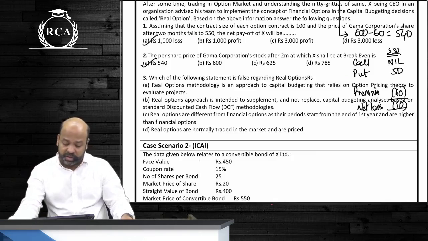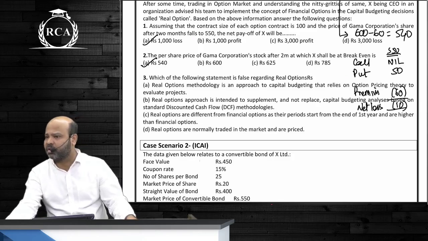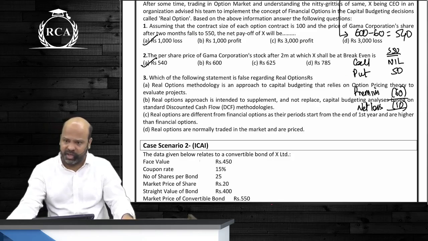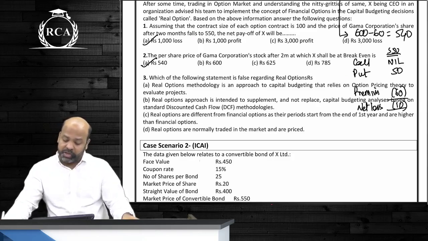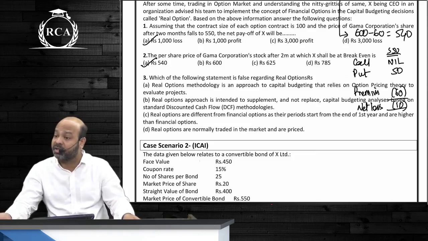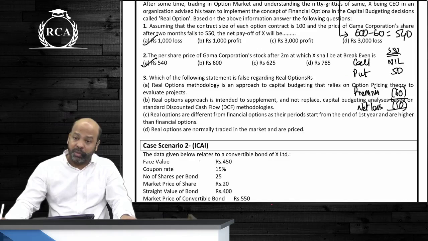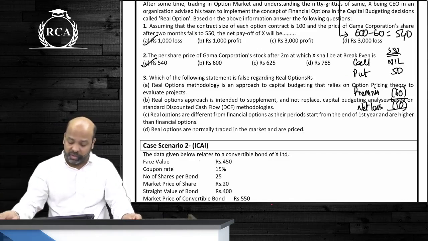Next, real option is intended to supplement and not replace capital budgeting analysis. Undoubtedly yes. Even if you are implementing real option, you will still compute NPVs as such, guys. It is not that you will not compute NPVs. Real options are different from financial options as their periods start from the end of first year. Undoubtedly yes. Cash flows arise after a year, or the option to invest or option to delay arises after 1 year. Do you remember that? In most of the questions the time period was not given and we wrote: assume that the time gap is 1 year. All of them start after 1 year.